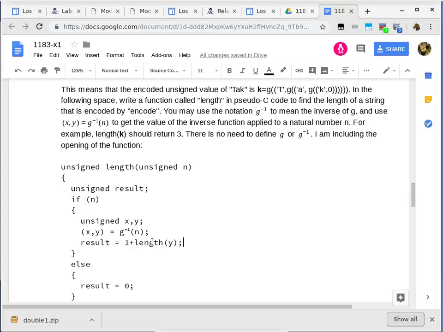But you had to write it like in pseudocode, or you had to write it in actual C++?